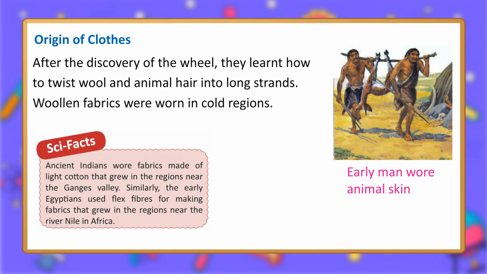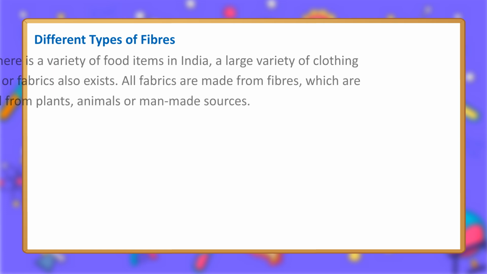Sci facts: ancient Indians wore fabrics made of light cotton that grew in the regions near the Ganges Valley. Similarly, the early Egyptians used flax fibers for making fabrics that grew in the regions near the river Nile in Africa.